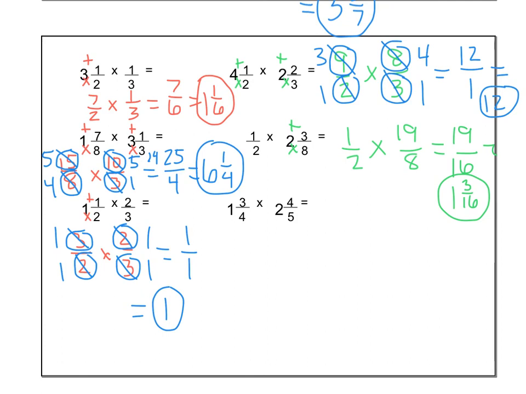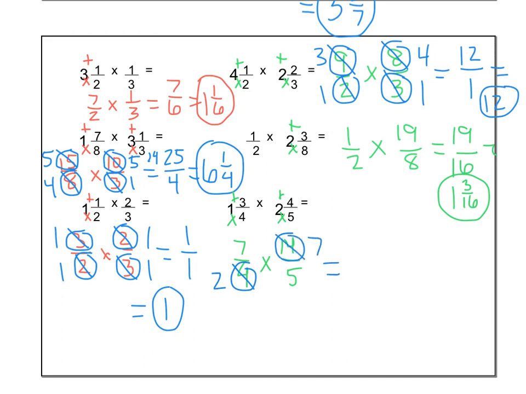Then our last example, we have 1 3/4. So 4 times 1 is 4, plus 3 is 7. So we have 7/4 times. Next one, 5 times 2 is 10, plus 4 is 14. So we have 14 over 5. So let's check across from one another. We have 7 and 5 across from one another. Nothing's common in 7 and 5. Now 14 and 4, 2 can go into both. So if we're going to simplify that, divide by 2, we get 2. Divide by 2, we get 7.